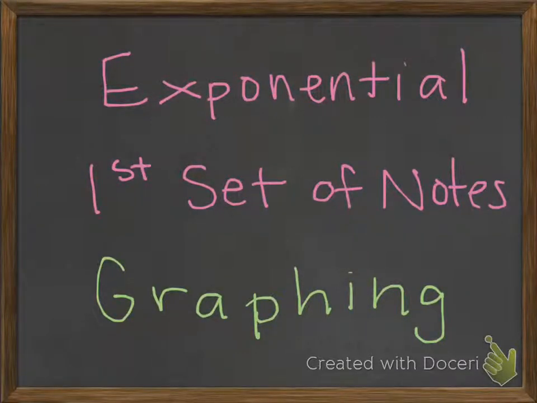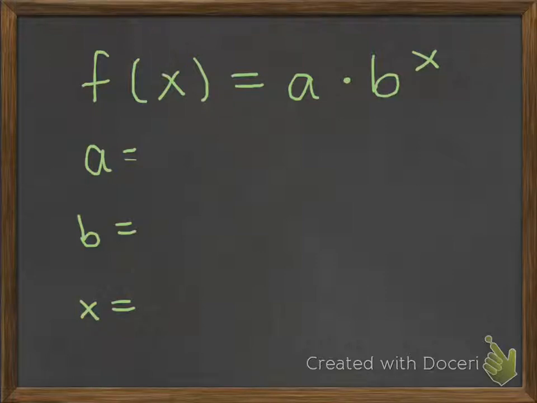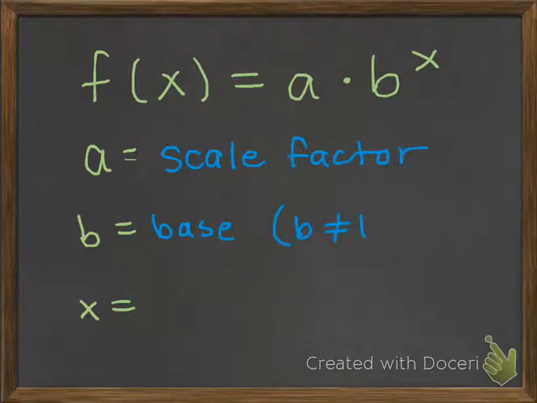Today we're doing the first set of exponential notes, and we're going to be focusing on graphing exponential functions. At the top of your page you see that f of x equals a times b raised to the x power. So a represents your scale factor, b represents your base, and the base can be any value except 1 or negative 1.